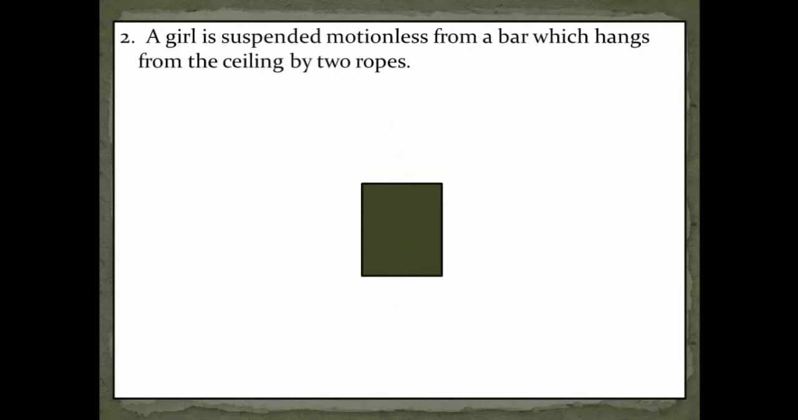Let's do another one. A girl is suspended motionless from a bar which hangs from the ceiling by 2 ropes. All right, cool. So this box here represents the girl. She is suspended motionless. What does that mean? It means that up and down, left and right, there can't be any acceleration. Well, let's start with the easiest one. She has some sort of weight associated with her, Fg. But now there's 2 ropes that are holding on to her. Let's draw them like this, 1 and 2. And since it's being held by rope, these are tensions.